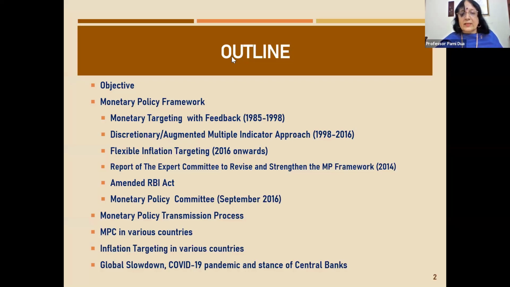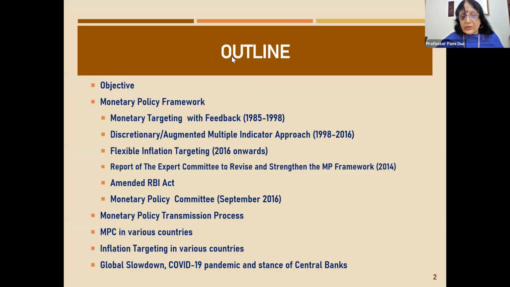So we will look at some of the recommendations that were made by the expert committee that was formed to strengthen the monetary policy framework, and that gave its report in 2014, based on which we had adopted the flexible inflation targeting framework. Then we will look at the amendments to the R.B.I Act that were made to adopt statutorily the monetary policy framework.